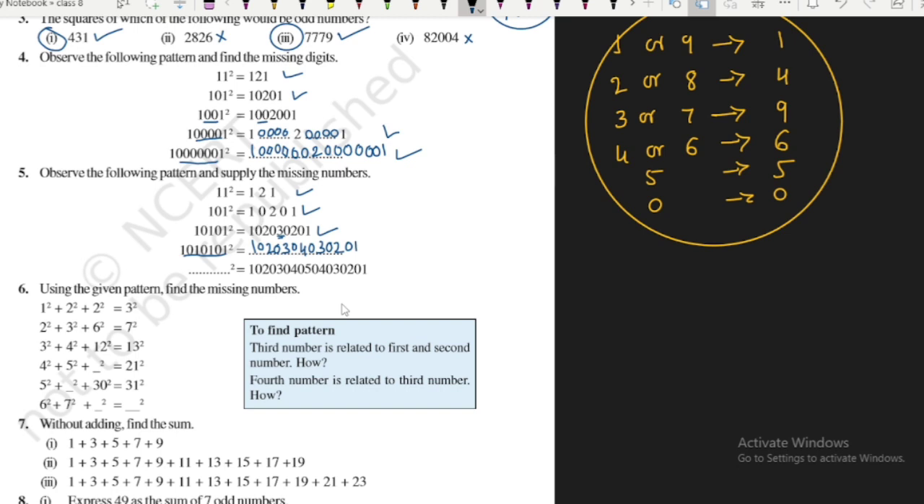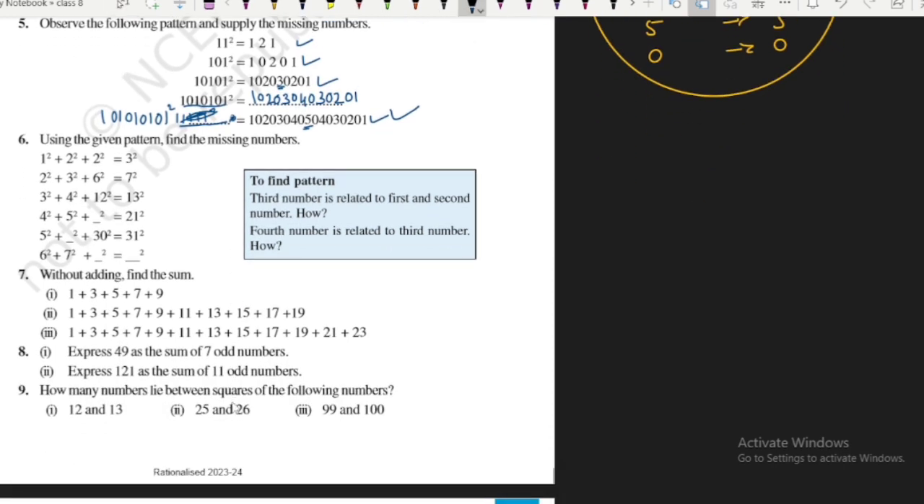So here is the first one. Here you have to fill in the blank. Its square is given and you have to write whose square it is. Here the 1s appear 5 times, so you can write 11111 square. Sorry, it is 10101 square. Yes, in this way you can write the pattern, right?